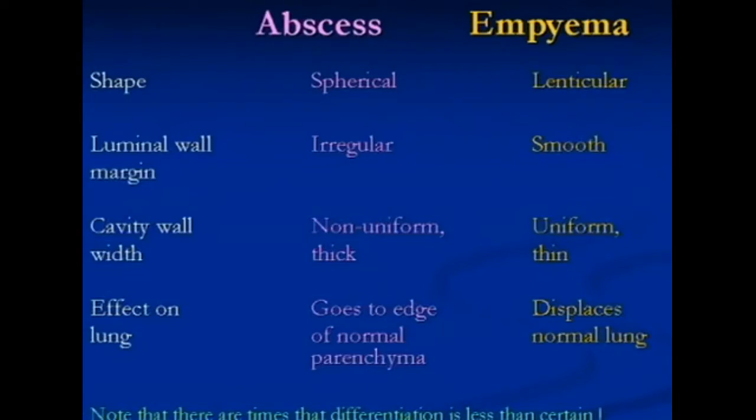An abscess tends to be spherical in shape, has an irregular, non-uniform, thick wall, and very importantly, the normal lung parenchyma approaches this abnormal opacity directly, as opposed to an empyema, which tends to displace the lung, has a lenticular shape, meaning that it's a different size in two orthogonal views, and has a smooth, uniform border. Note that there are occasions when you cannot differentiate the two, and I'll show you a case such as that.